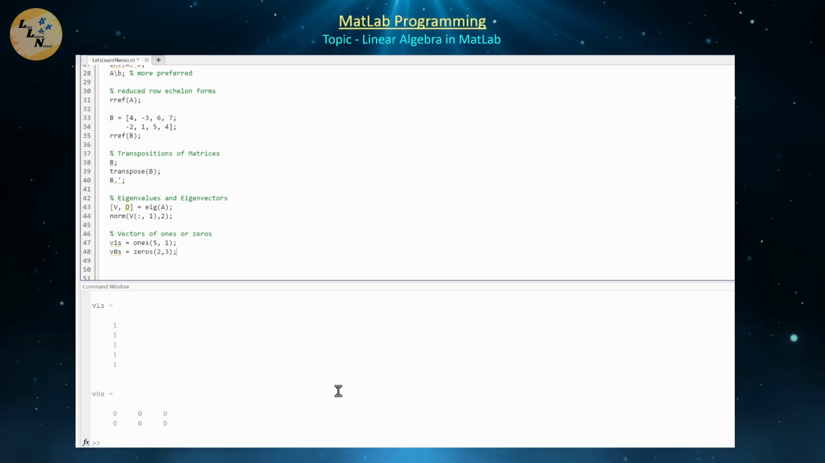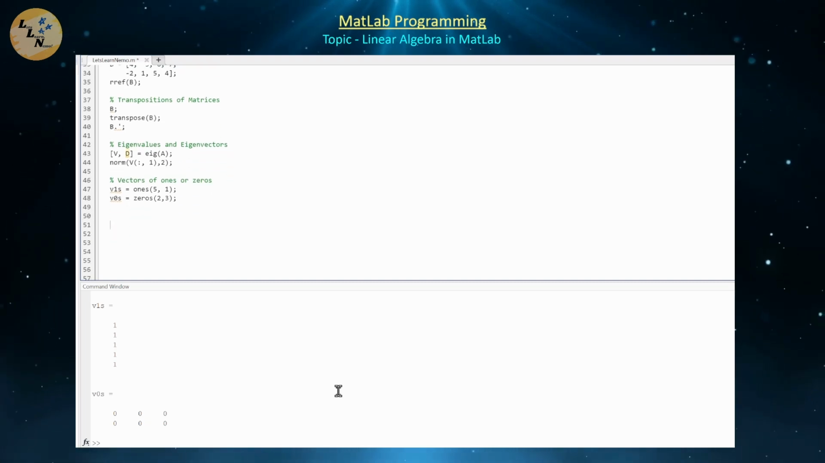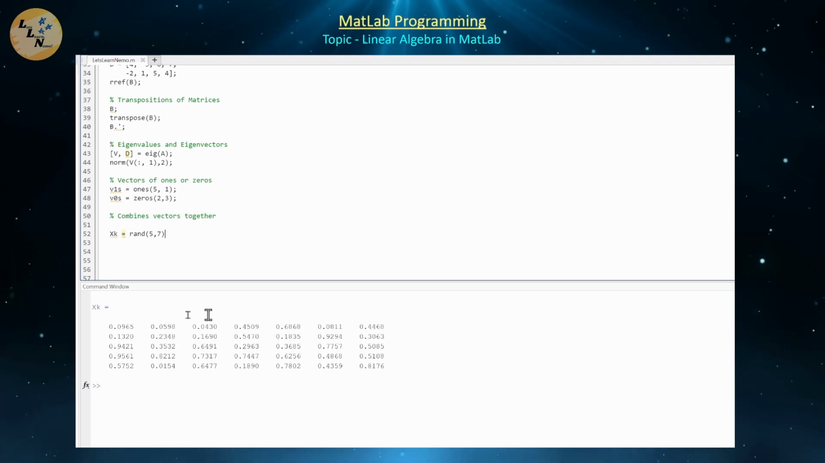Another thing you may want to do is, for example, combine vectors together or concatenate vectors. So what we can do is the following. I want to first create a random rectangular matrix. Let's call this rectangular matrix xk. Let's assume it's a 5 by 7 matrix, which is given as so.